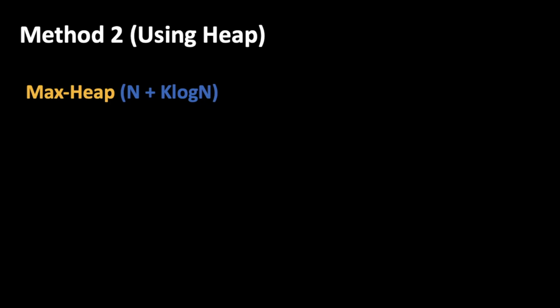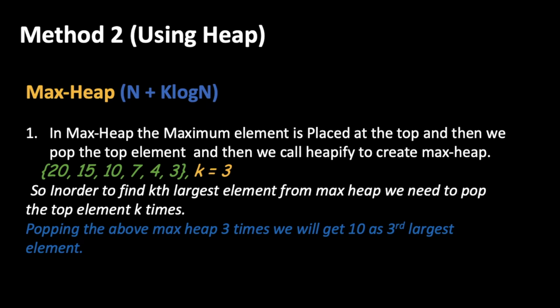So the second solution is using a heap. We can use both a min heap and a max heap to solve this problem. First we will look at the example using a max heap. The time complexity taken for a max heap would be n plus k log n. So let's look at how we can use a max heap. In a max heap, as you know, the maximum element is placed at the top, and then we pop the top element and call heapify again to create a max heap.